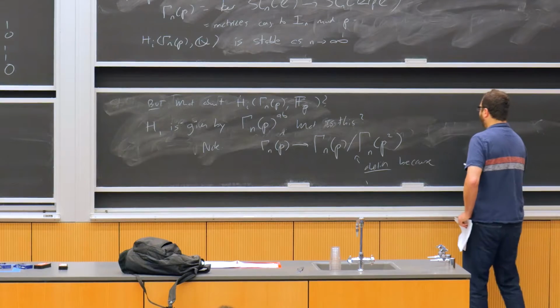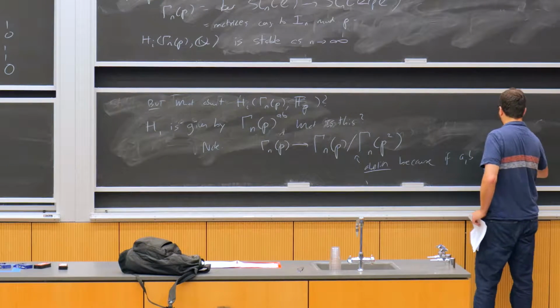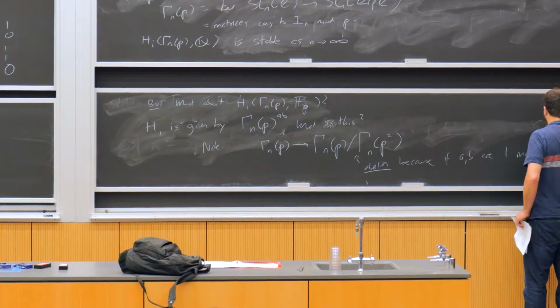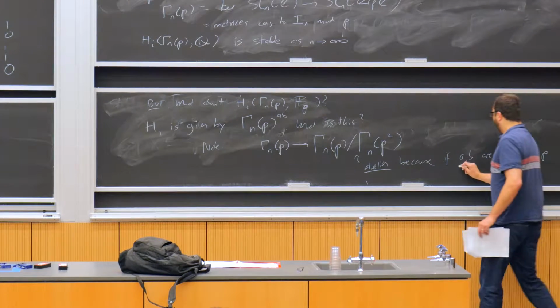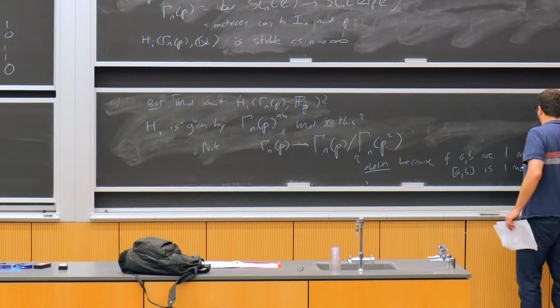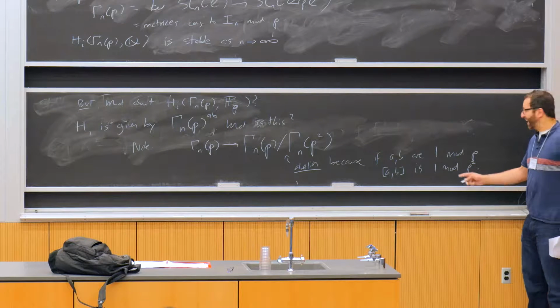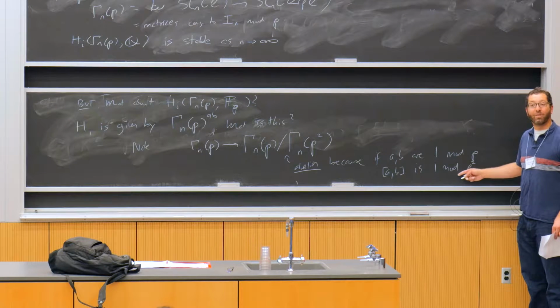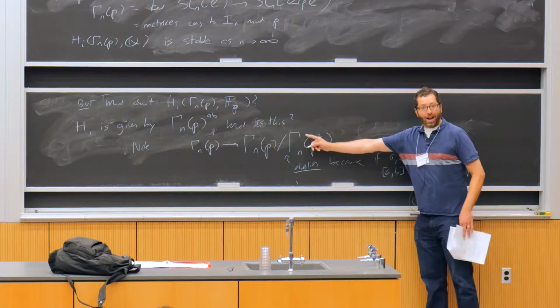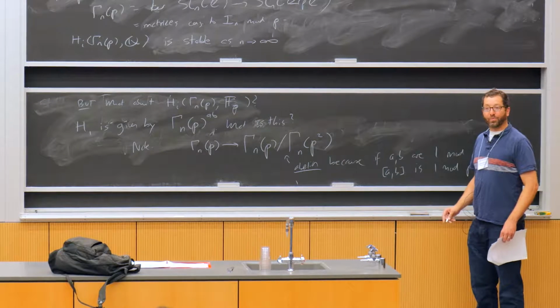Because if A and B are congruent to 1 mod p, so 1 means the identity matrix, then their commutator is 1 mod p squared. Again, this is just an exercise in multiplying matrices together, which I highly recommend. And so that means that in particular, if I mod out by all matrices that are congruent to 1 mod p squared, I get an abelian group.